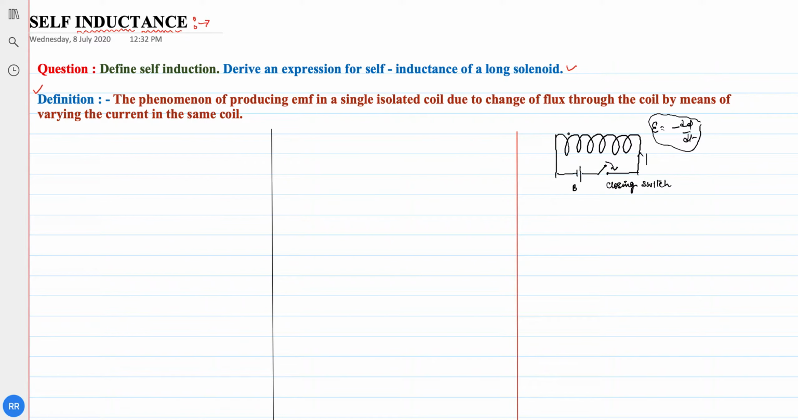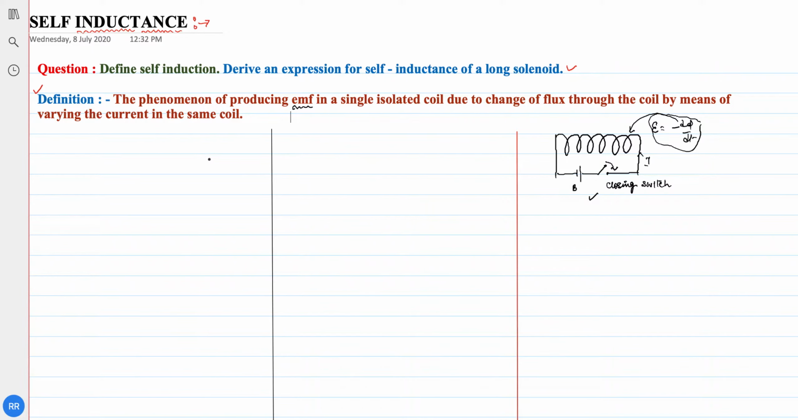So what is the definition? The phenomenon of producing EMF in this isolated coil, I'm talking about this, due to change in flux through this coil. You have done it from the Faraday experiment by means of varying current in the same coil. If you vary the current I in the same coil, then there is a change in flux in the coil, and as a result of this, induced EMF is produced. So this phenomenon is called self-induction, right? So I will extend this discussion now.